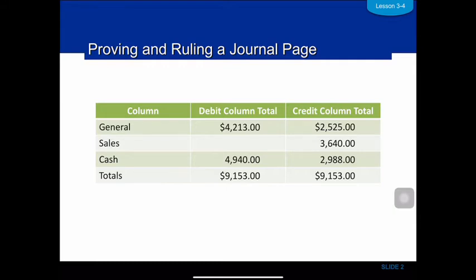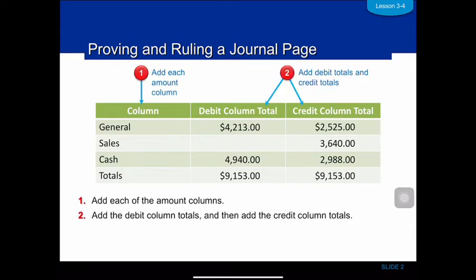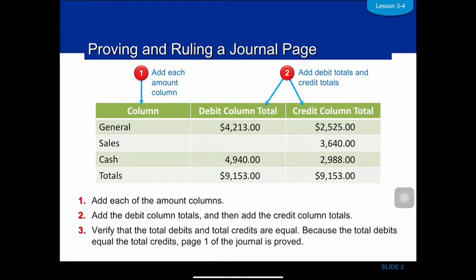What you need to do first of all is add up all of the columns. So you will add up your general columns, your sales, and your cash totals, and you want to prove that these two numbers equal out. So again, all you're doing is adding up each of your columns, and you will fill out a form that looks like this. If these two numbers do not add up, then you have to go through and figure out what is wrong with your journal. So again, you add the columns, you add the debit totals and the credit totals, and you verify that they equal.